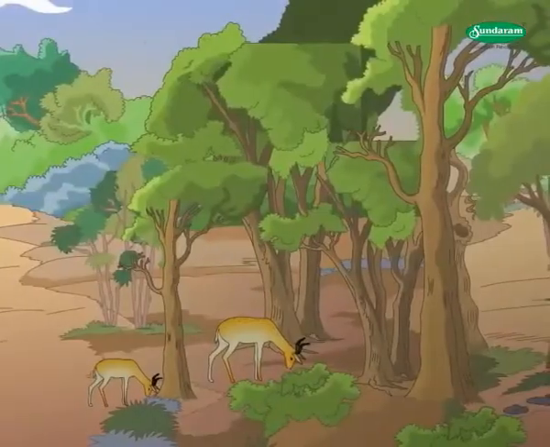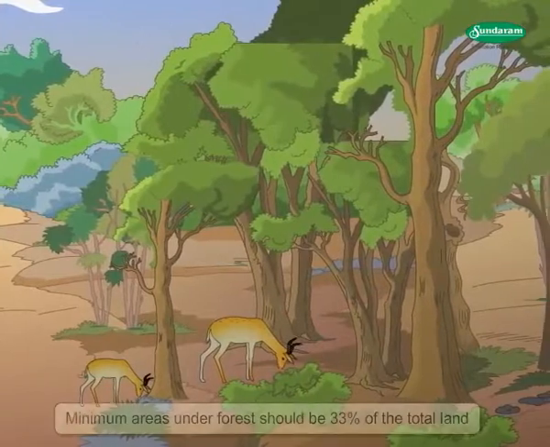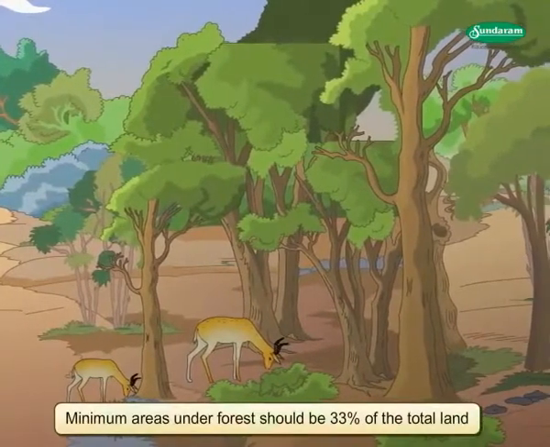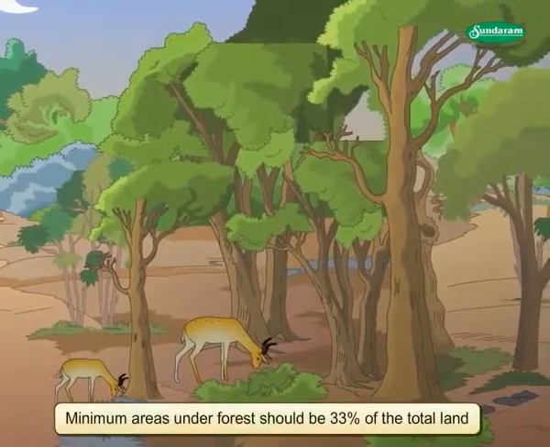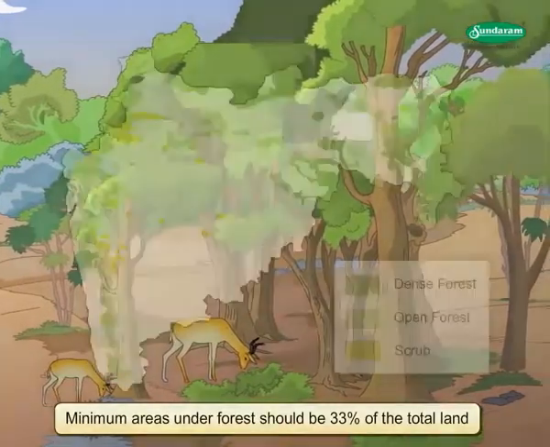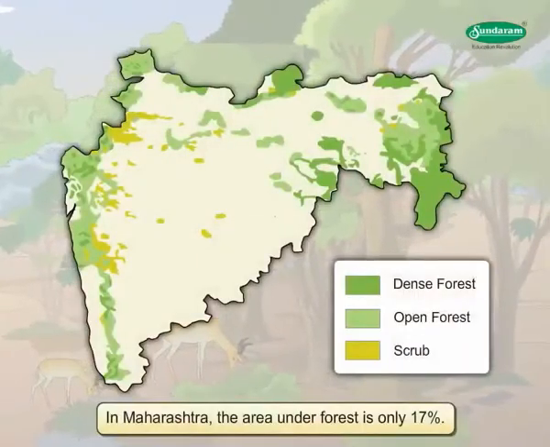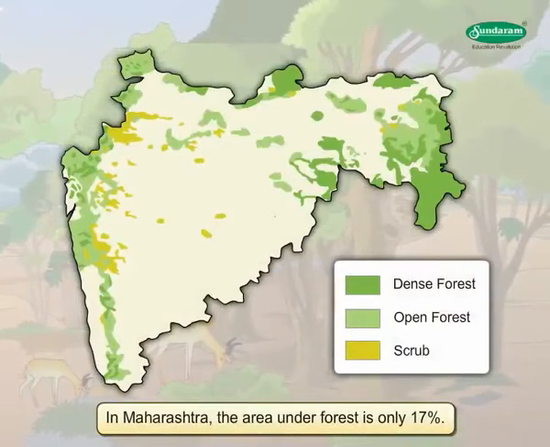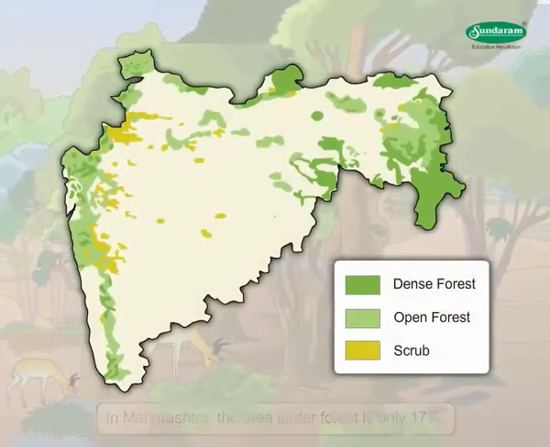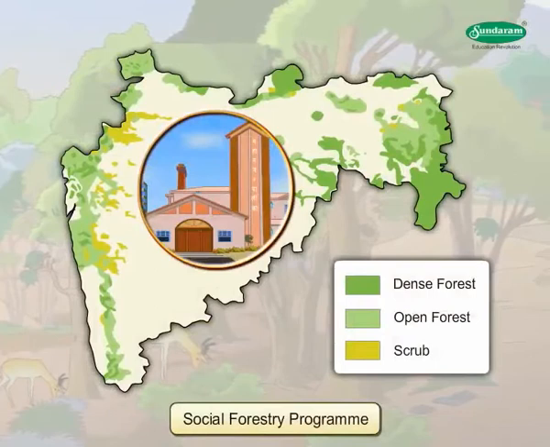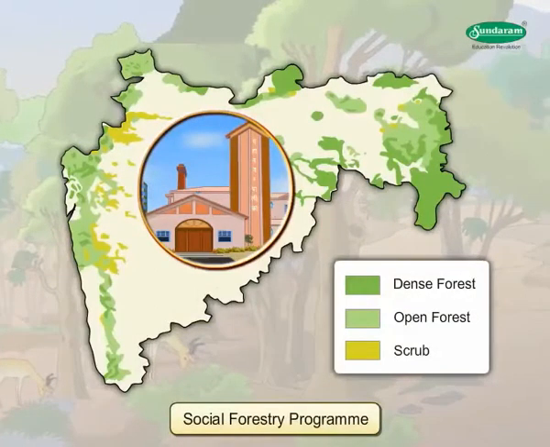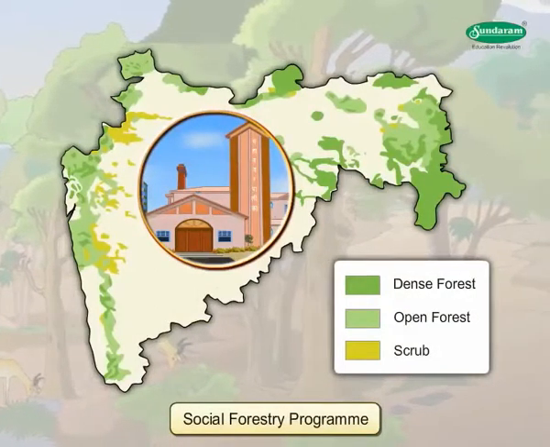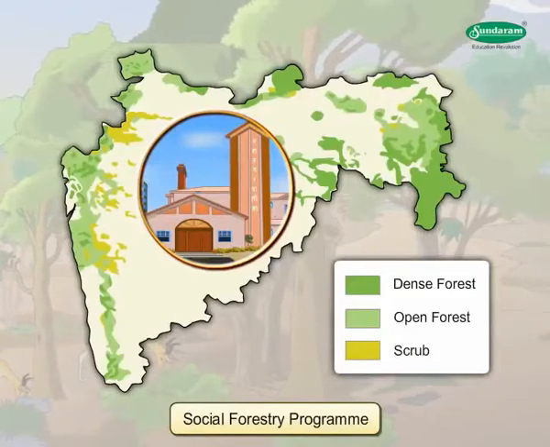For the environmental balance in any region, minimum areas under forest should be 33% of the total land. However, in Maharashtra, the area under forest is only 17%. Special efforts are taken by the government to increase the areas under forest, like the Social Forestry Program.